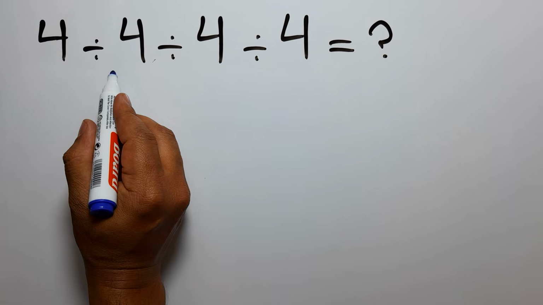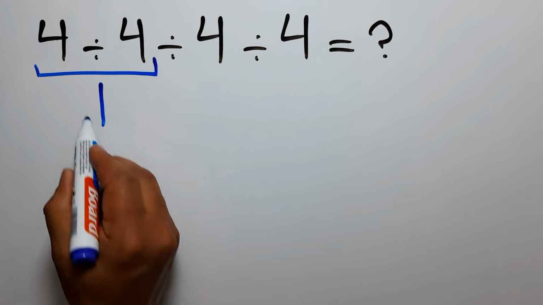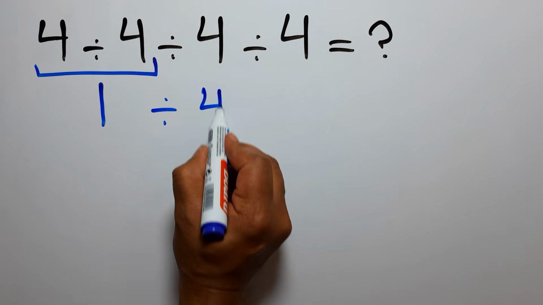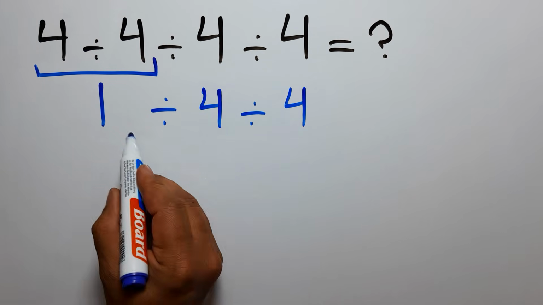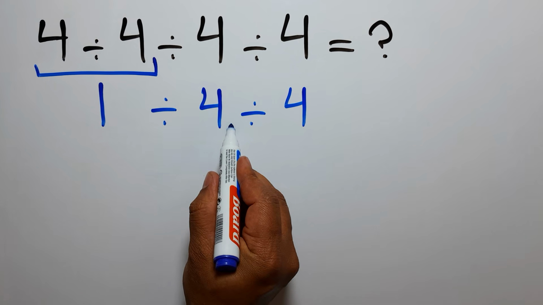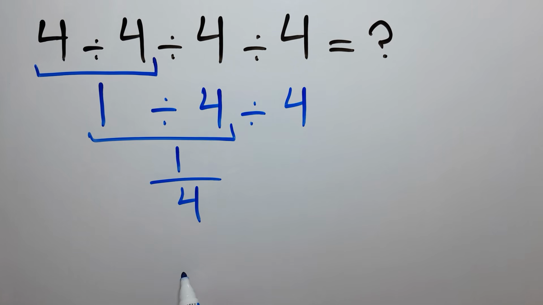So first we have to do this division. 4 divided by 4 gives us 1. So we have 1 divided by 4 and again divided by 4. Now we have to do this division. 1 divided by 4 can be written as 1 over 4.